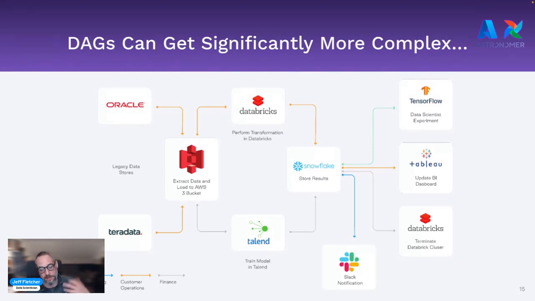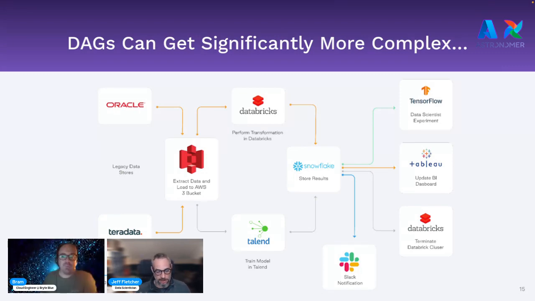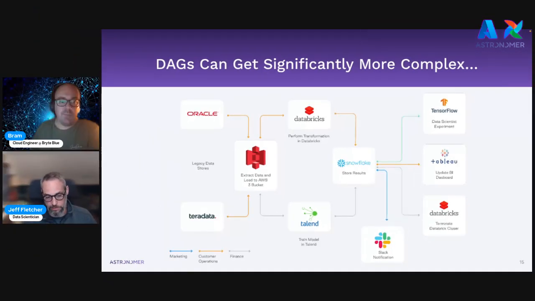DAGs can get incredibly complex though. So you can have nested DAGs, you can have branches, you can have dynamic DAGs, you can talk to loads of different types of processes. So you can fetch data from Oracle and then transfer it, put it to S3, and then load it into Databricks, and from there load that into Snowflake and do the process that way.